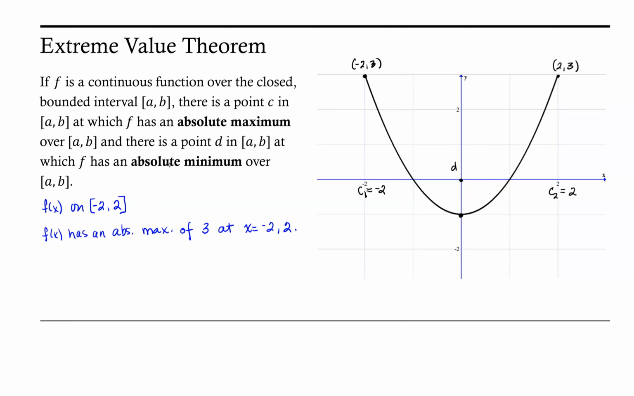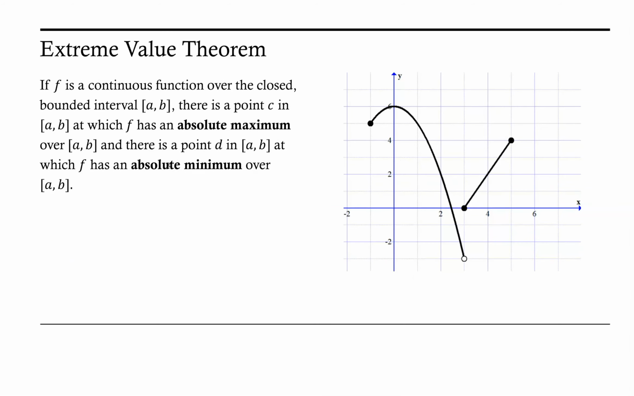So we could say that the d guaranteed by the theorem is equal to 0, because that corresponds to our lowest output value or our smallest output value. So we can say f of x has an absolute minimum of, now absolute minimum is that output value, and that output value is -1 at, and now we give the location, and that occurred at x equal 0.